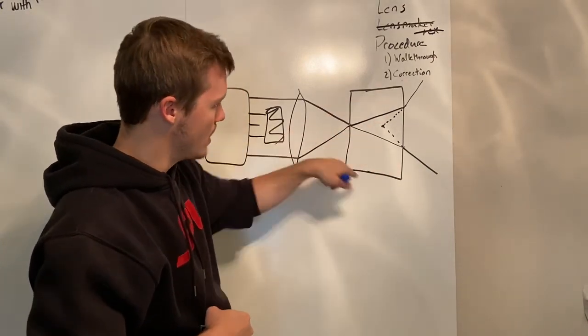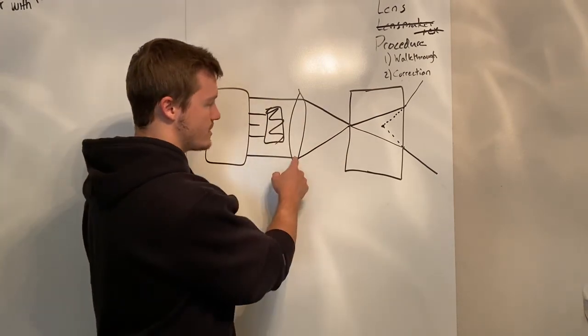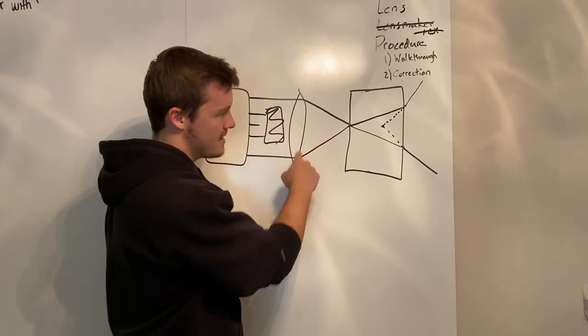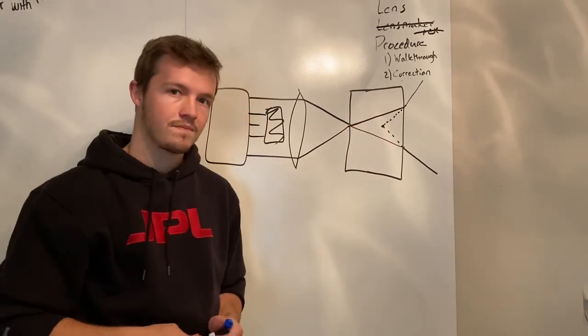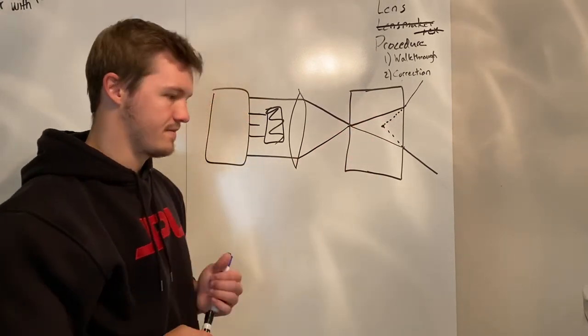Just a quick note on this example: we're not calculating any index of refraction of the lens here. We're actually using the lens to figure out stuff about the acrylic block. And there's more on that in the next video.